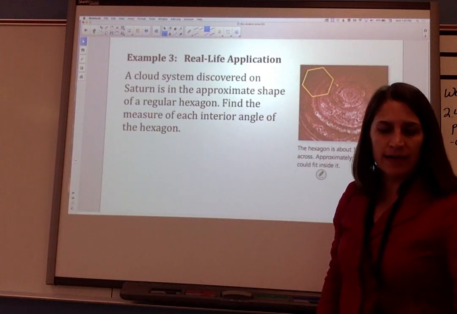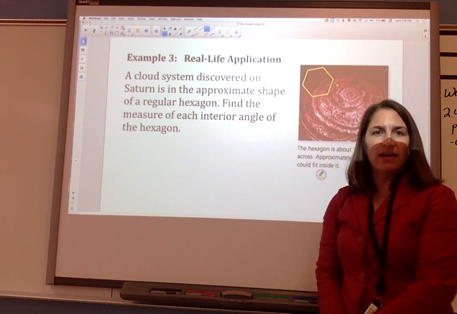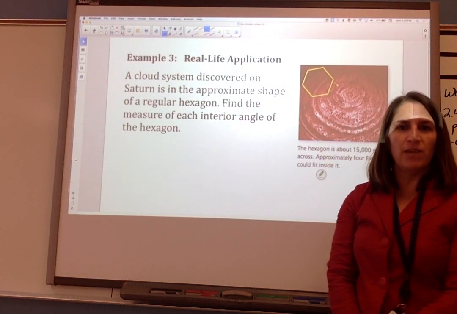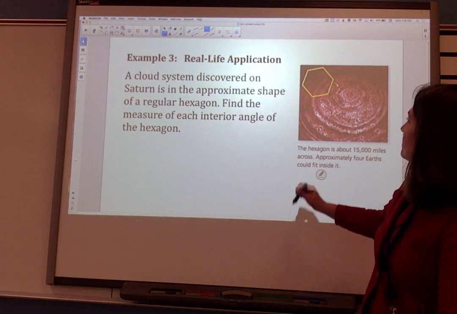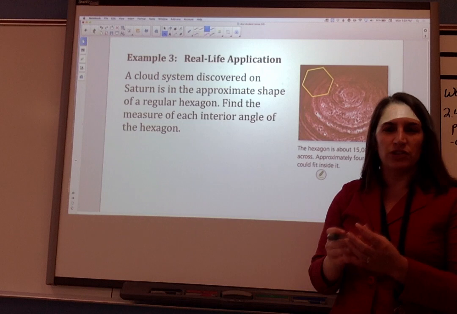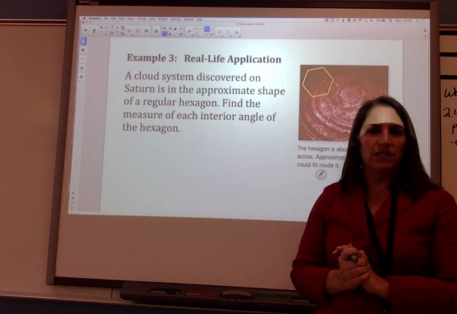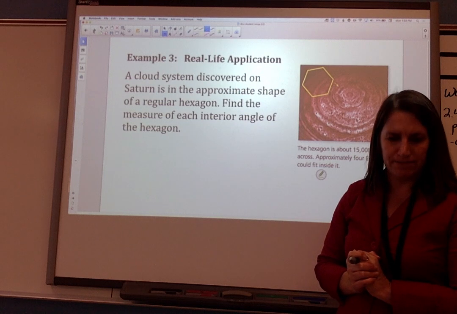All right, here's another example. We have this real-life application that this cloud system discovered on Saturn is the approximate shape of a regular hexagon. So we can see this regular hexagon here. Obviously, we can't see it in the actual shape, but it's blown up to show us this. Find the measure of each interior angle of the hexagon.